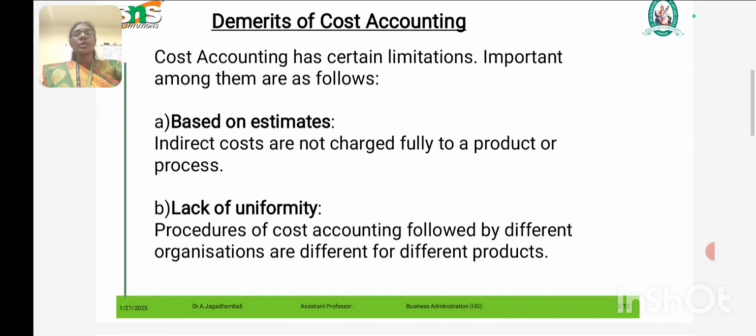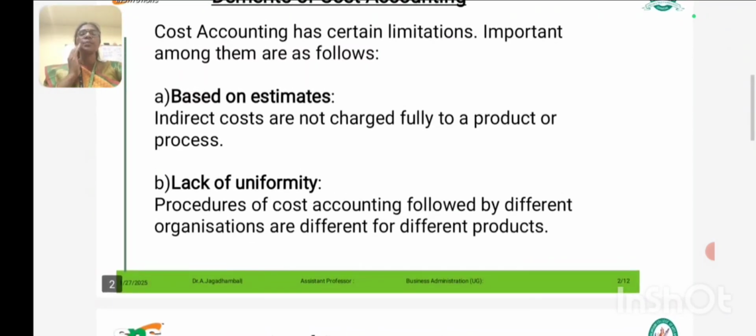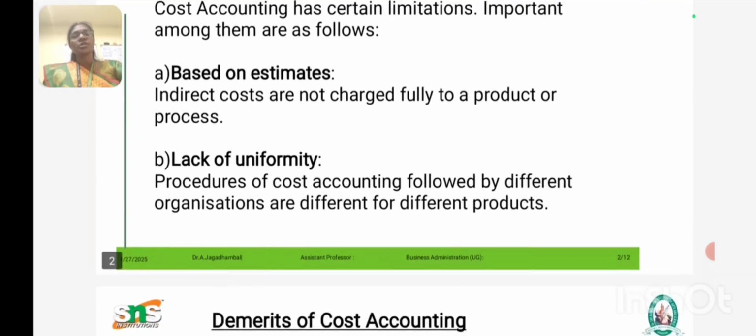The second disadvantage is lack of uniformity. The procedures of cost accounting followed by different organizations or for different products vary, because different organizations follow different methods, so there is no uniformity across all the companies. This is one of the disadvantages of cost accounting.